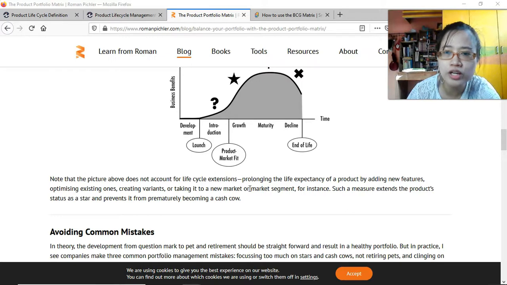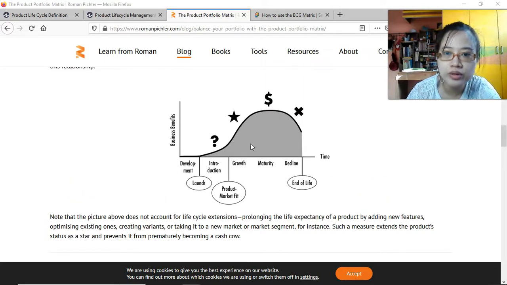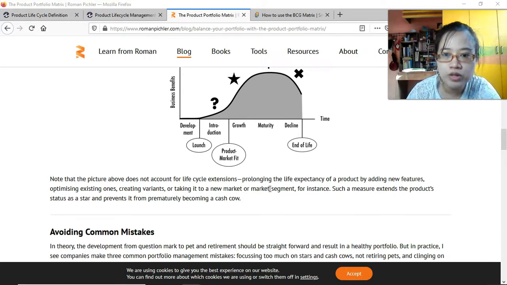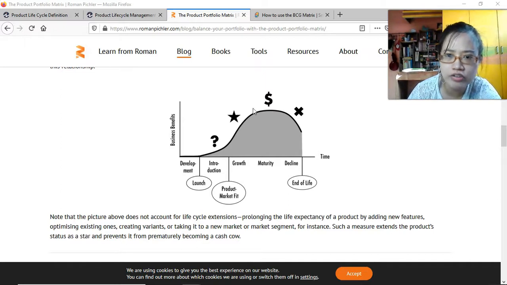As we've mentioned in the previous video, you can prolong the life of a product by upgrading, innovating, improving it. And so instead of it declining, when you introduce changes at this point, it does not decline. Either you maintain it at the maturity stage, or you develop a new growth for it, right? So prolonging the life expectancy of a product by adding new features, optimizing existing ones, and creating variants, or taking it to a new market or market segment, for instance. Okay, those are the ways that you extend the life of a product. Such a measure extends the product status as a star and prevents it from prematurely becoming a cash cow. So normally they happen right here, okay? Because it's during the growth stage that there's still a lot that could be improved on the product, okay? So that's it.